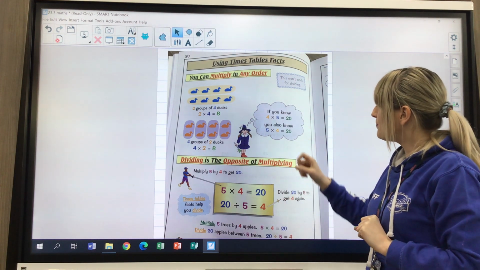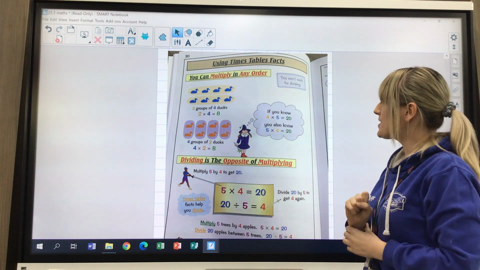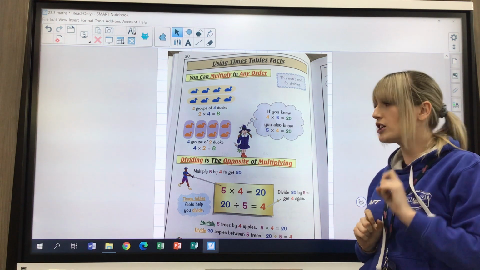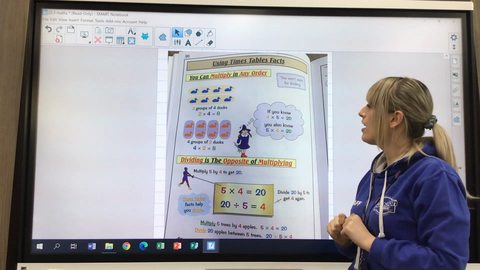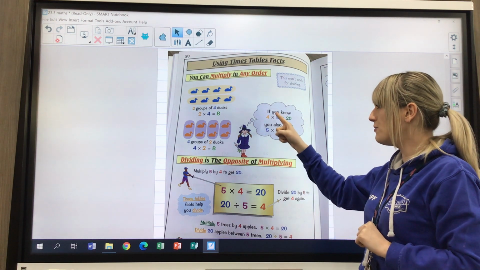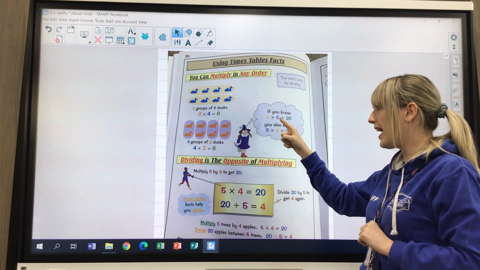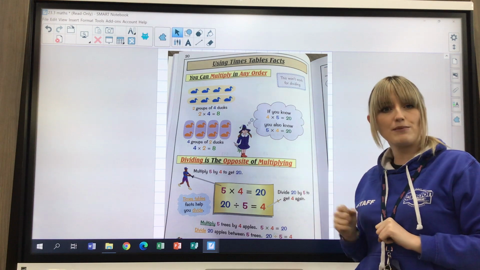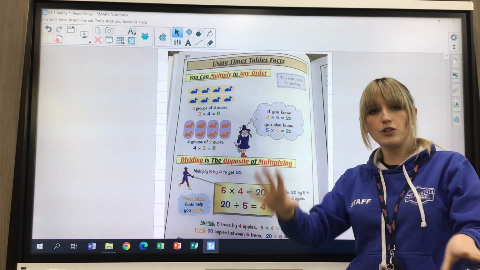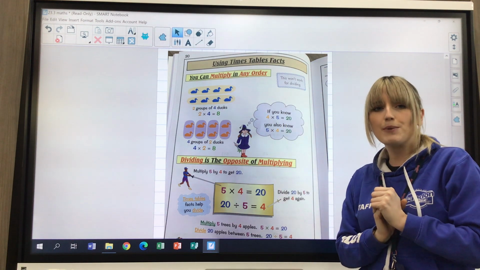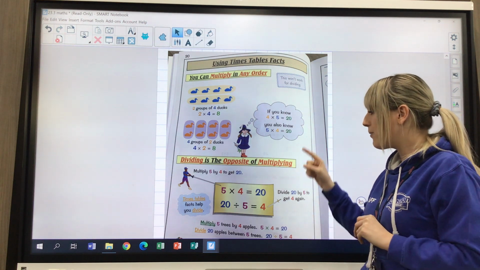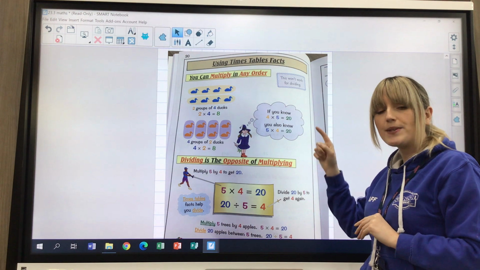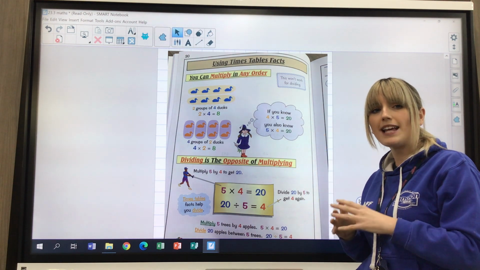Okay, so it also has a little note saying this won't work for dividing, and we'll talk about that a little bit later. Okay, so it says if you know 4 times 5 is 20, you also know 5 times 4 is 20 because we just switch it round. And we spoke about yesterday how the biggest number when we're multiplying goes at the end because the number's getting bigger.